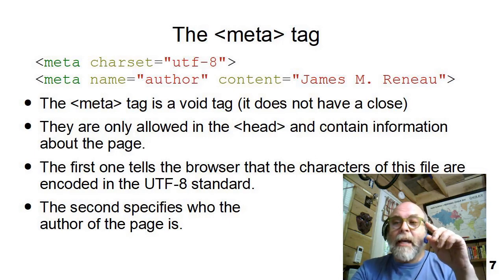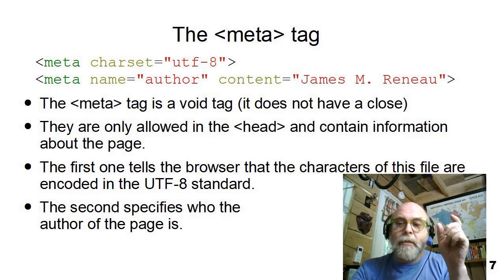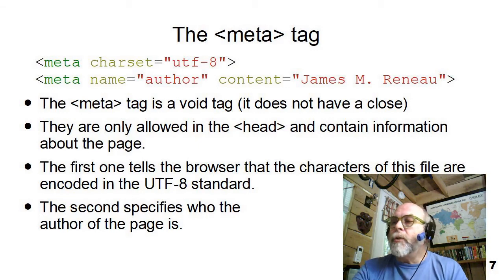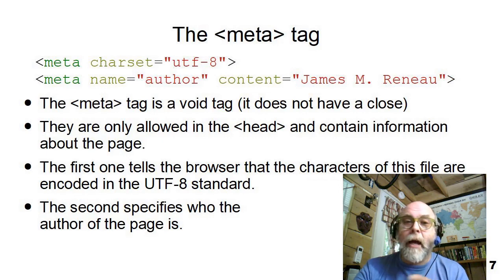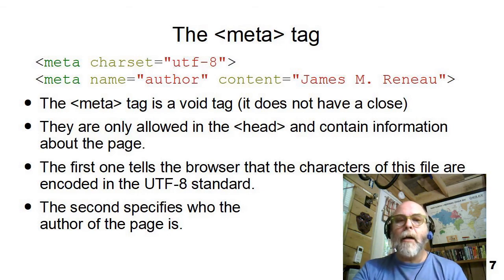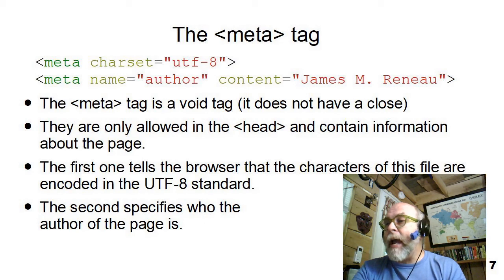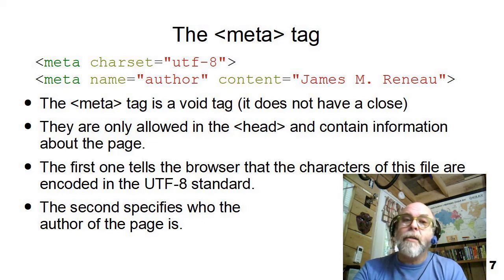Those things inside the tag with the name equal something are called attributes. So the second meta tag has two attributes. The first is a name saying, what is the name of the value? And then what is the content of the value? So the name author is me. In your web pages, I would love for you to include a meta tag with the name author and the content you. So meta tags are only allowed in the head and contain extra information about the page.